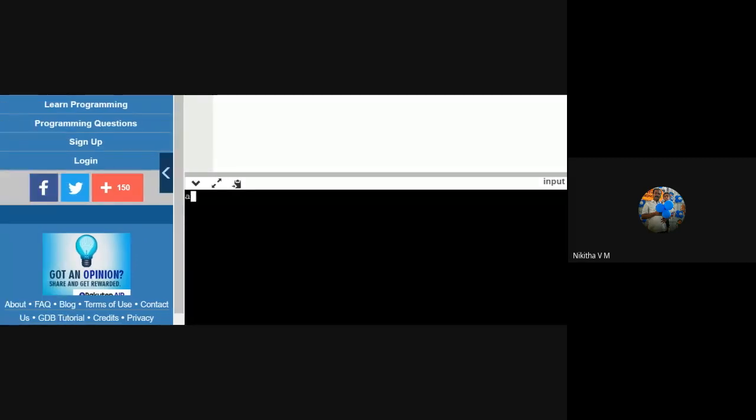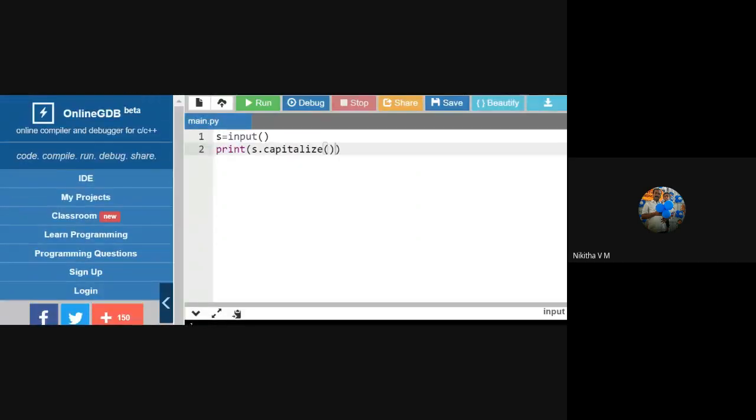First, we are supposed to take a string. So let me take ABC. So the first character it is converting into uppercase and the remaining all as it is. Is it clear? All right. So after capitalize, what do we have?